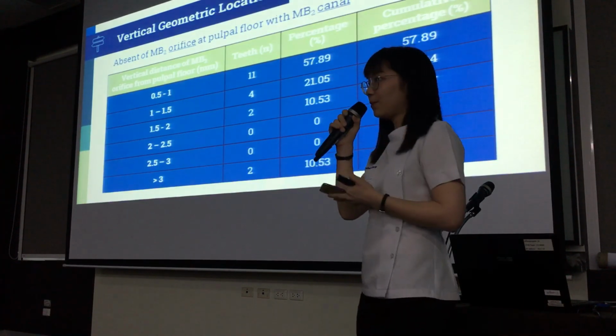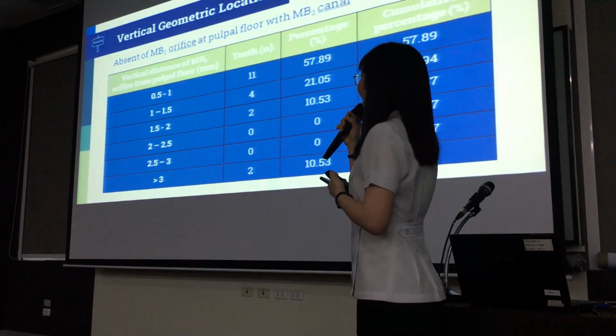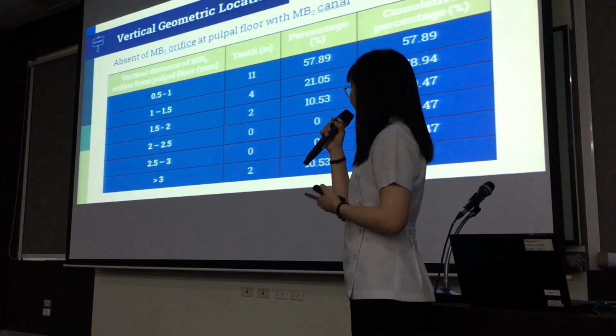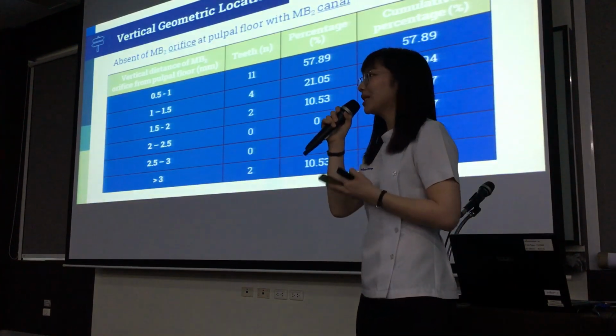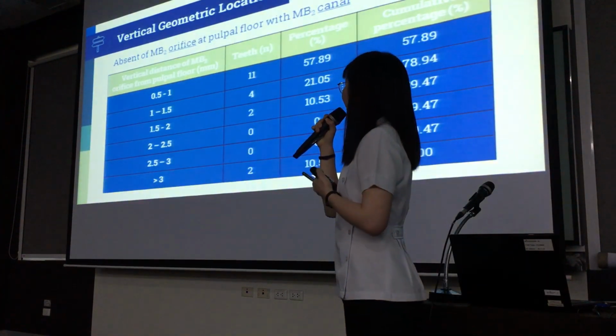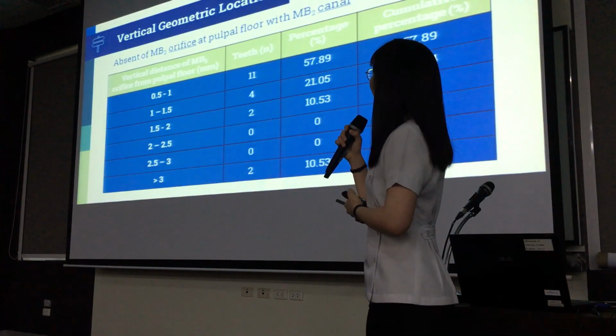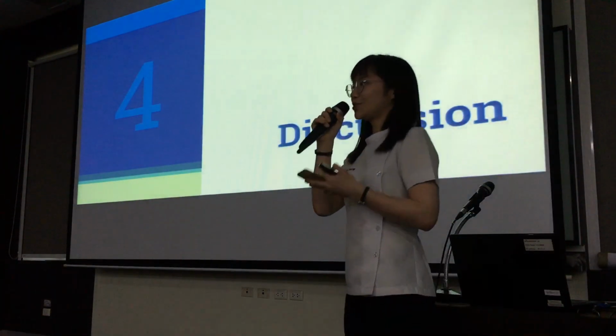So, in summary, almost 90% of them were found within 2 mm from the pulpal floor level. Let's move to the discussion.